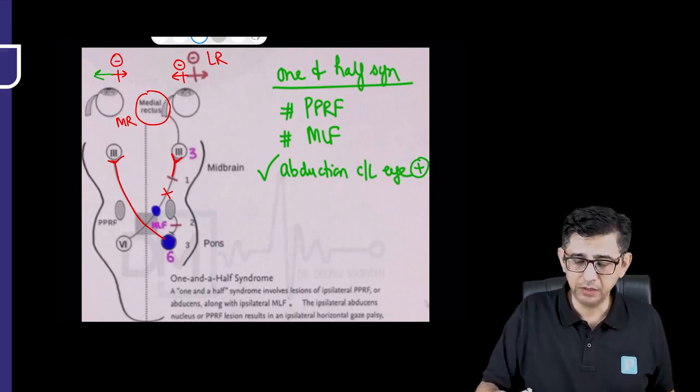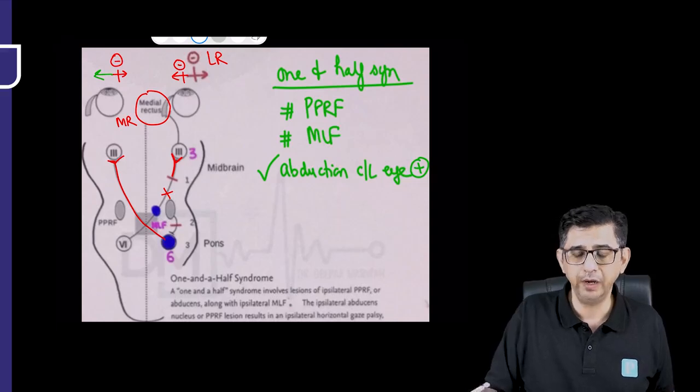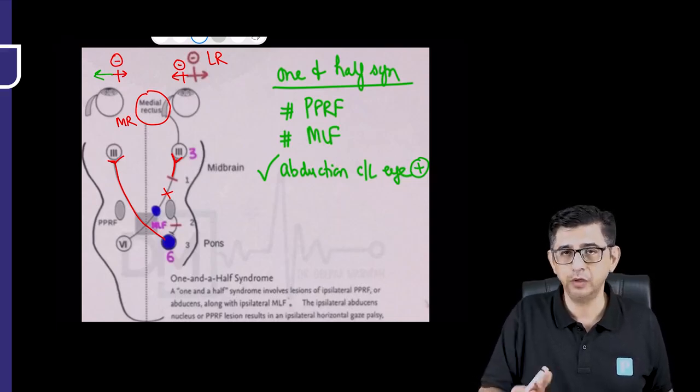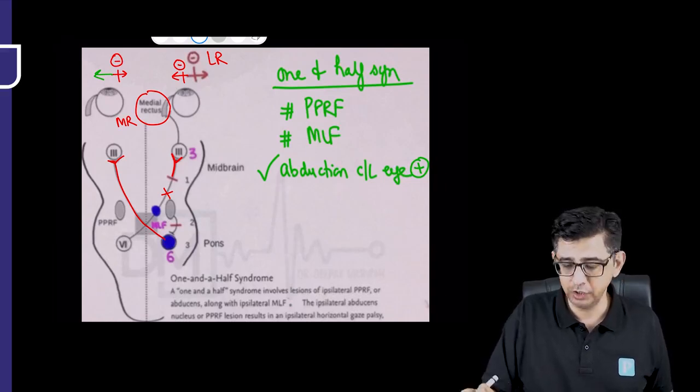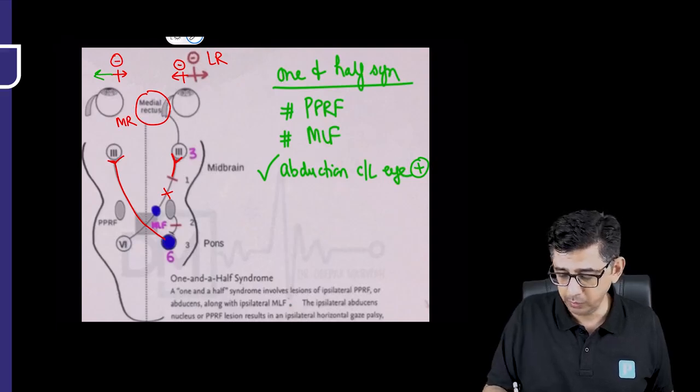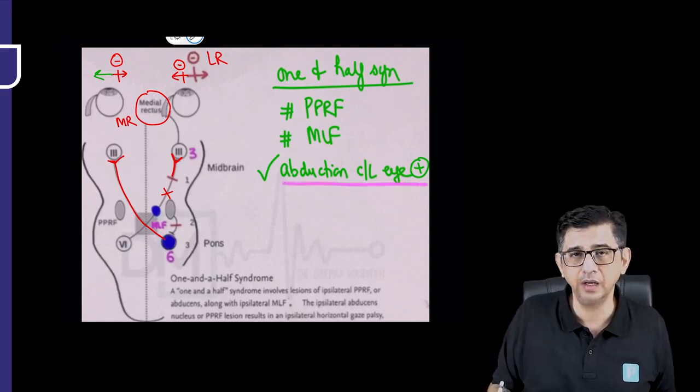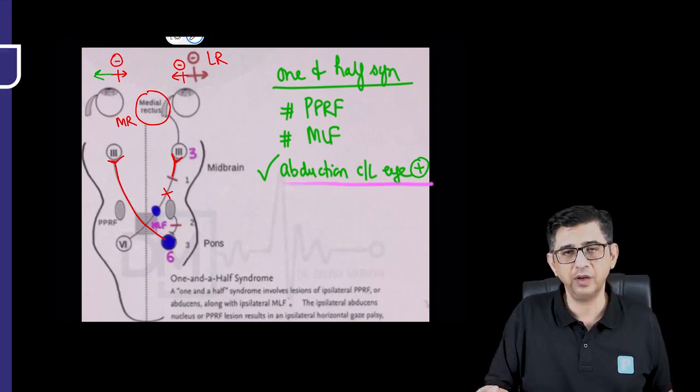If you look at the data on the slide at the moment, what do you mean by 1.5 syndrome? One eye is not moving at all, neither adduction nor abduction. And the half movement that is possible is only one movement. What is the movement possible? Abduction in the contralateral eye. Well, the reasons behind this I have enumerated.